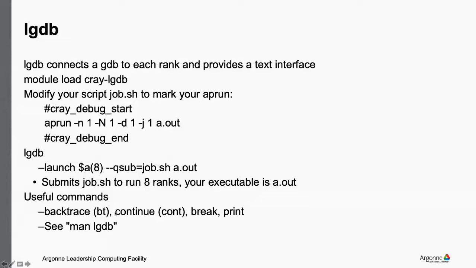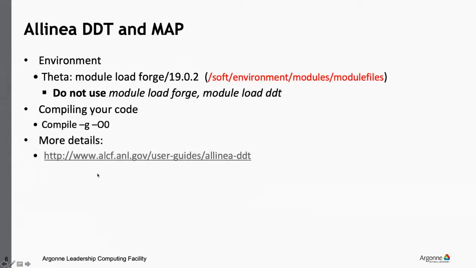So, in a very GDB-like way, you can ask for a backtrace as BT. You can continue it. You can set a breakpoint using break, print, and there's an entire man page on this. So essentially, start an interactive job, fix up your job.sh, and then run lgdb and launch it that way. No, this one is running on 8. That's what the $A8 specifies. The 8 is how many ranks it should run on.